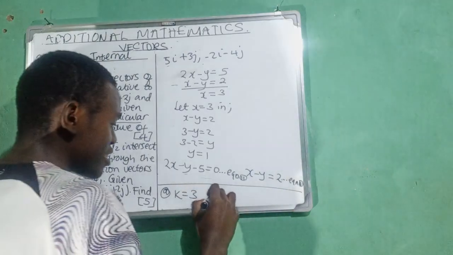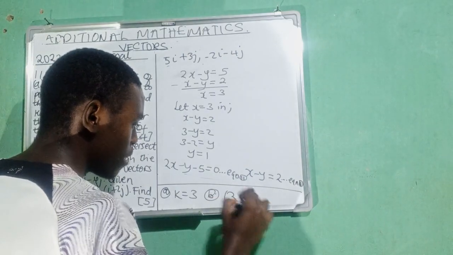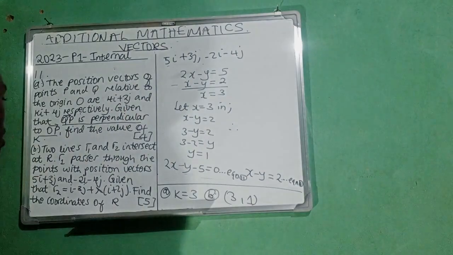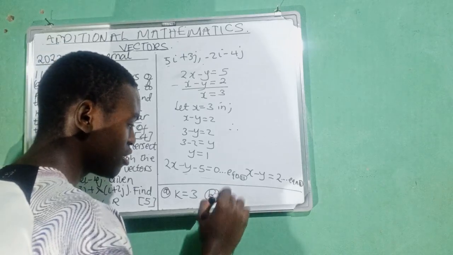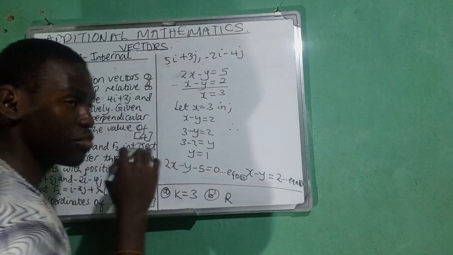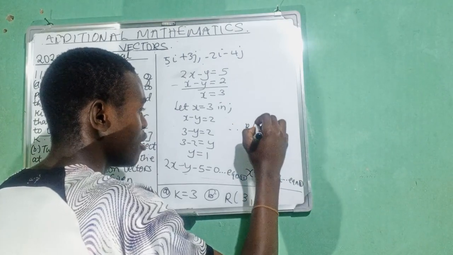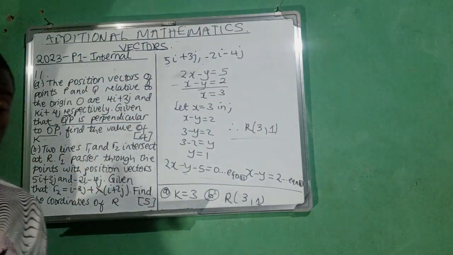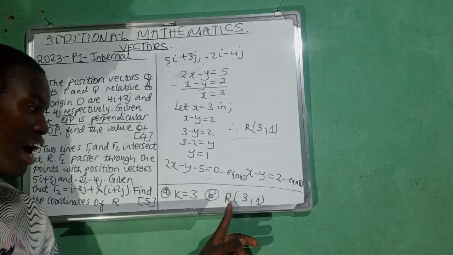So in concluding, you need to write a statement. The point of intersection is (3, 1). This is your final answer. But in this case, you don't need to write a statement, because you are asked to find the coordinates of the point R, which is (3, 1). So just say therefore R is (3, 1). But if they said the point of intersection, then you write: the point of intersection is (3, 1). Here we just say therefore R is (3, 1).